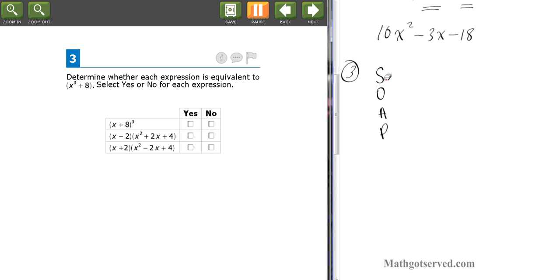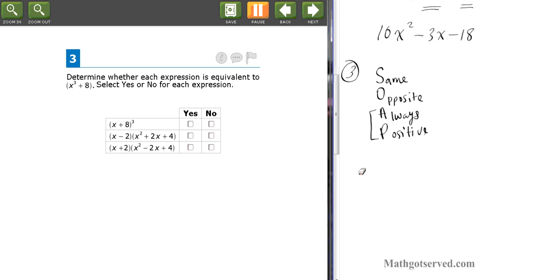Okay, so S means same, O means opposite, A means always positive. So for this mnemonic device, A and P basically go together. Okay, same, opposite, always positive. So that's how the sign changes when you're finding the factored form of a sum or difference of cubes. Okay, so let's go ahead and apply it to the formula.